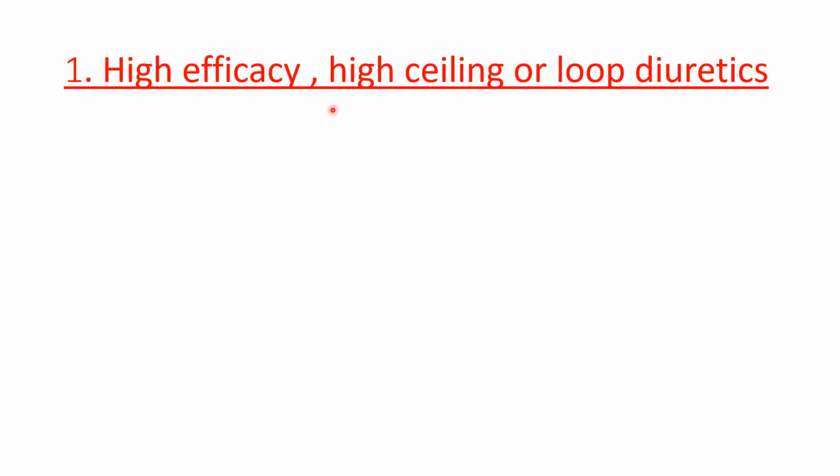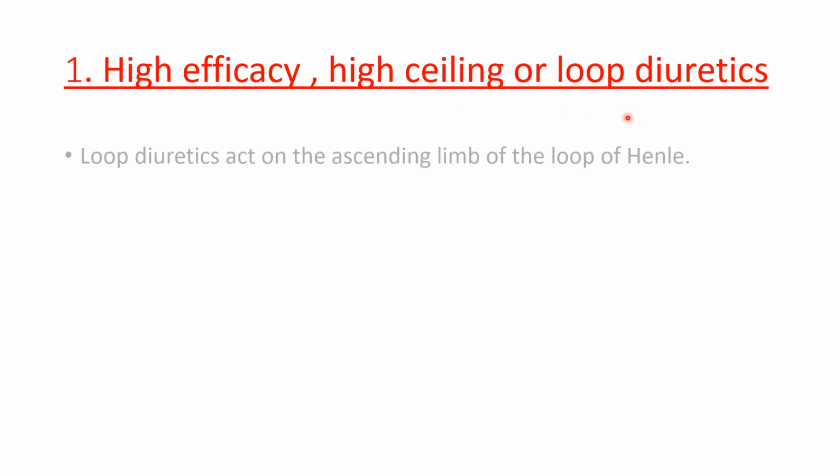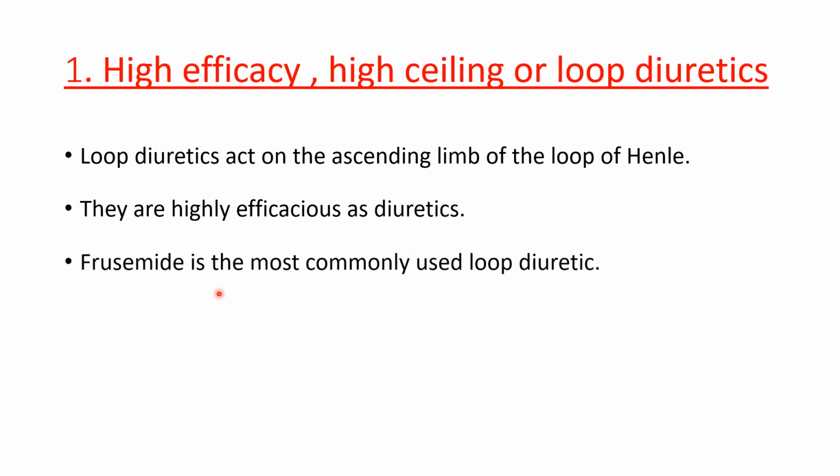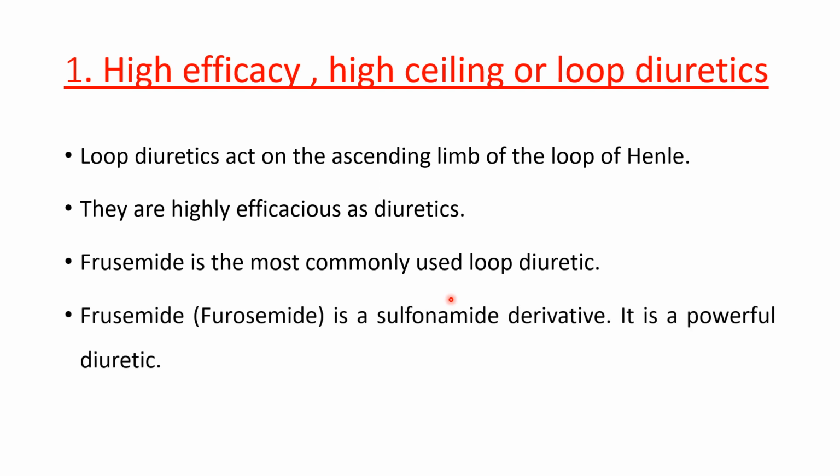First one is high efficacy, also called high ceiling or loop diuretic. Loop diuretics basically act on the ascending limb of the loop of Henle. That's why they are called loop diuretics. They are highly efficacious as diuretics. Furosemide is the most commonly used loop diuretic. Furosemide is a sulfonamide derivative and it is a very powerful diuretic. That's why it is called a high efficacy diuretic.